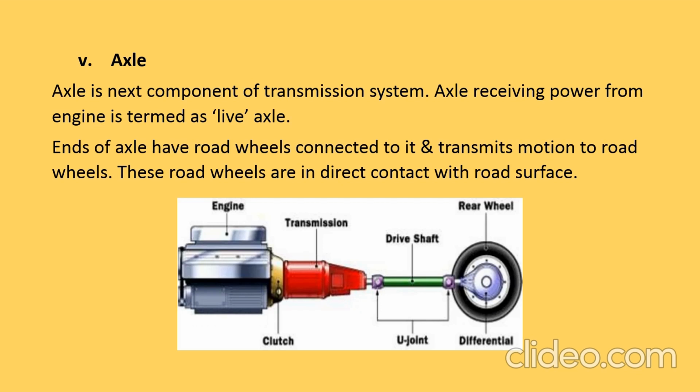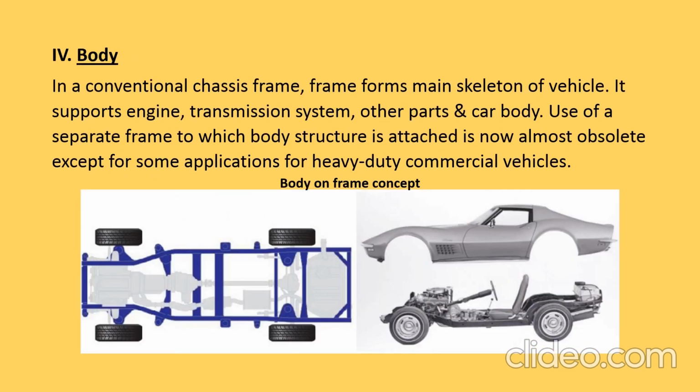Now regarding the body. In the conventional chassis frame, the frame forms the main skeleton of the vehicle. It supports the engine, transmission system, other parts and car body. The use of a separate frame to which the body structure is attached is now almost obsolete, except for some applications for heavy duty commercial vehicles. So this is the body on frame concept.